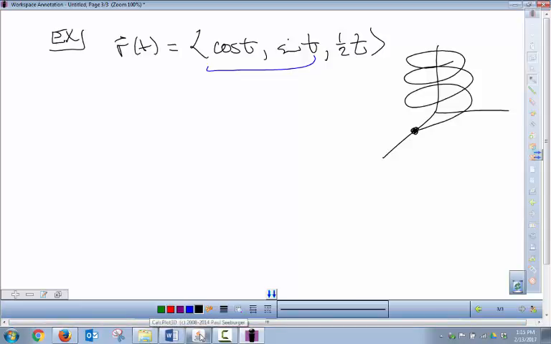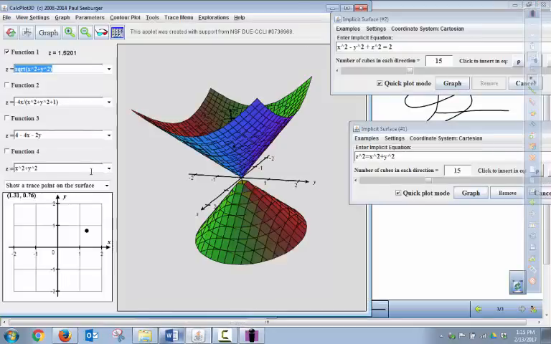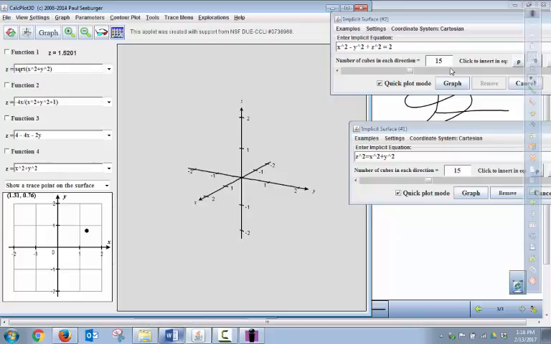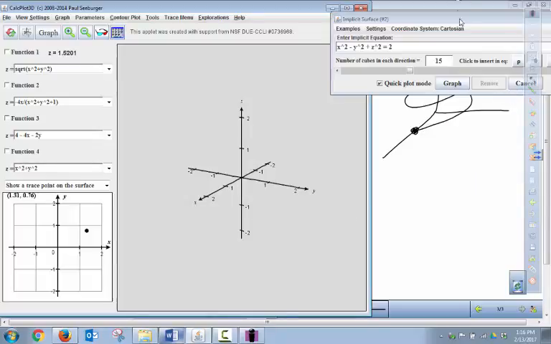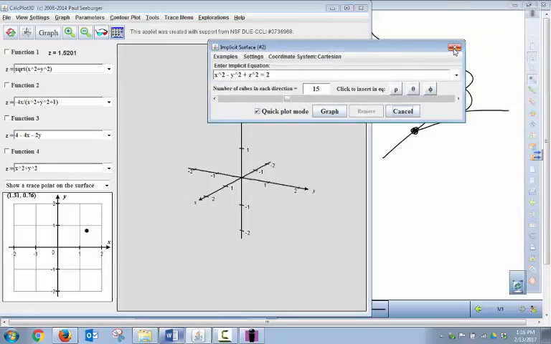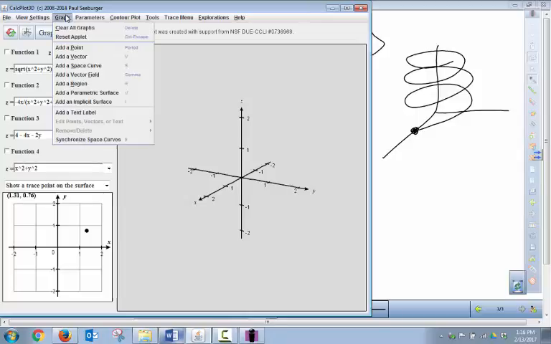So the 3D plotter that I'm trying to plug, because it's free, let's clear the graphs again. Let's get rid of that stuff. And let's take a look at a graph. One of the options that you have here is space curve. So let's add a space curve.